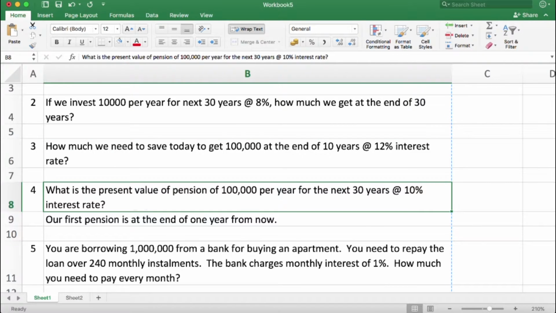What is the present value of a pension of 100,000 per year for the next 30 years at a 10% interest rate?